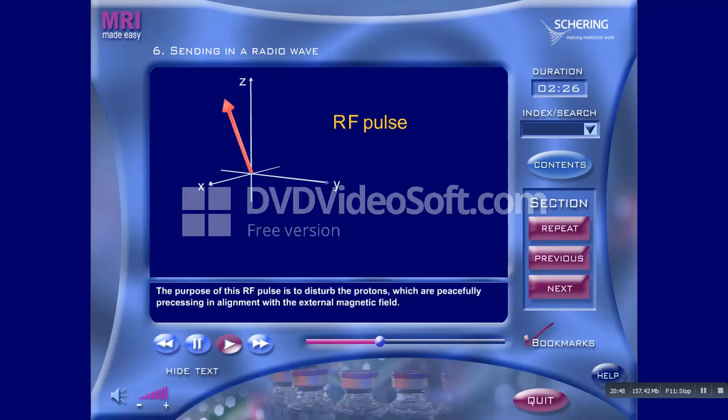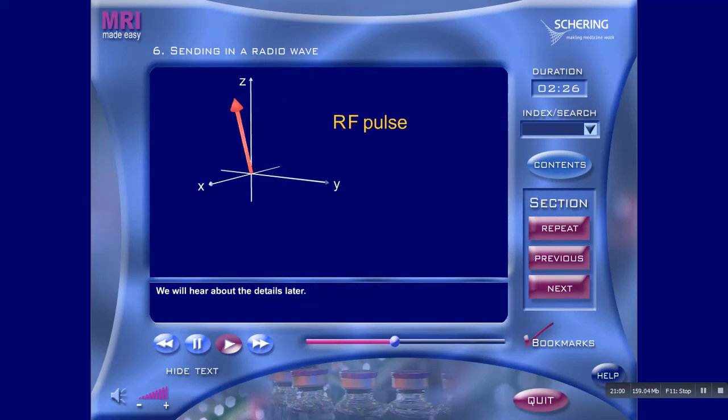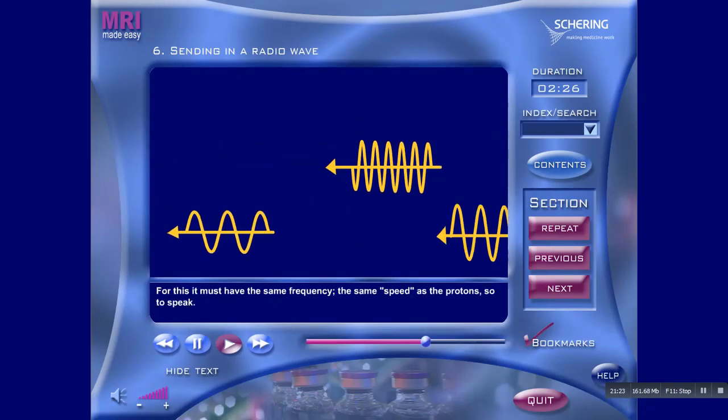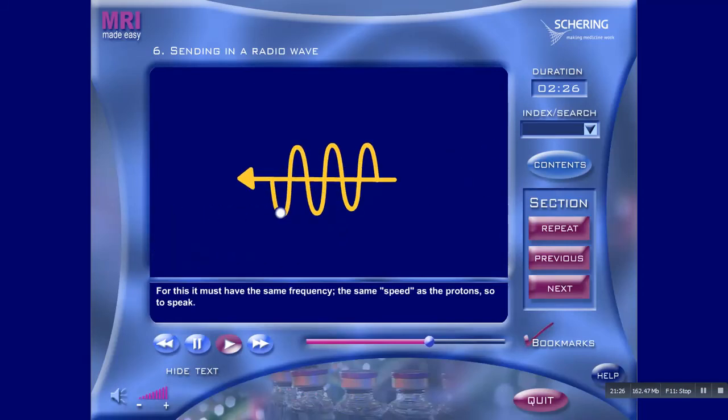The purpose of this RF pulse is to disturb the protons, which are peacefully precessing in alignment with the external magnetic field. We'll hear about the details later. But not every RF pulse disturbs the alignment of the protons. For this, we need a special RF pulse, one that can exchange energy with the protons. But when can an RF pulse exchange energy with the protons? For this, it must have the same frequency, the same speed as the protons, so to speak.